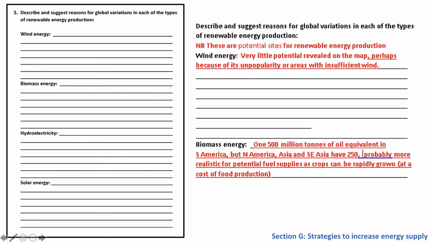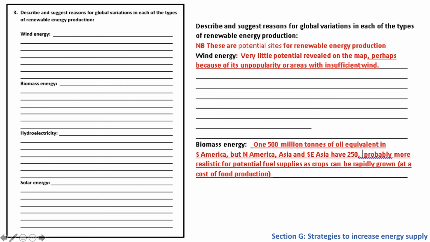Okay, so wind energy depends on areas where the wind is going to be sufficient. So in some areas it will be unpopular because there may not be enough wind to sustain wind energy. The biomass energy, 500 million tonnes of oil equivalent in South America, but North America, Asia and Southeast Asia have 250. It's probably a more realistic option where the potential fuel supplies such as crops can be grown rapidly because you require that food production in order to make that energy.